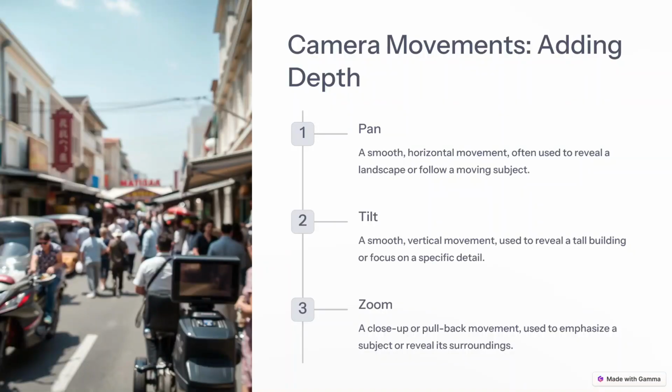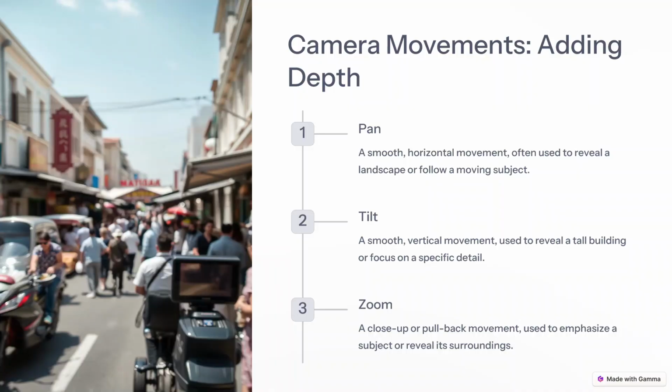So the camera is coming from the bottom, it's going up. That's what we call panning. A smooth horizontal movement, often used to reveal a landscape or follow a moving subject. So from left to right, up and down. So you're panning now. That's a pan. Then we have the tilt.